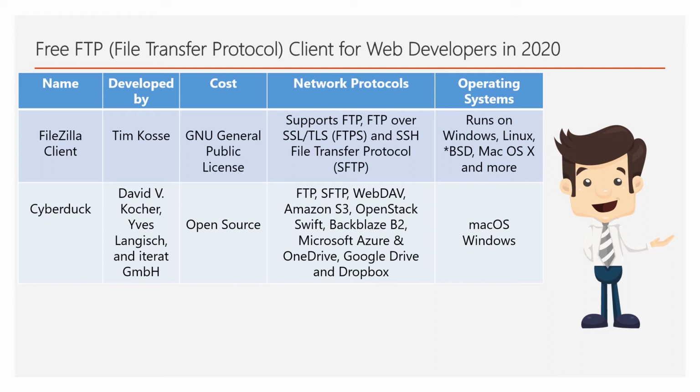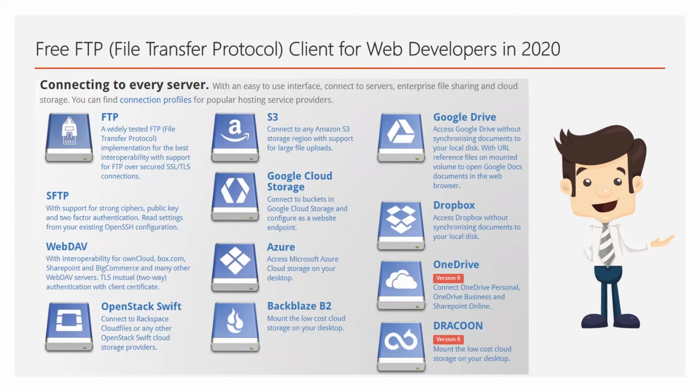Network protocols. FTP, SFTP, so it's a safe FTP. WebDAV, Amazon S3, OpenStack Swift, Microsoft Azure, OneDrive, Google Drive, and Dropbox. You think it does more and does other things, which is actually true, and I'll tell you why, which is a cool thing.